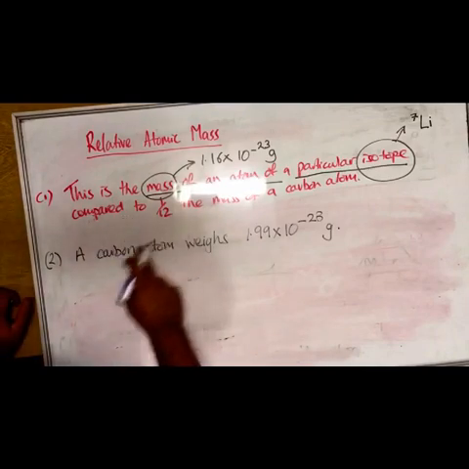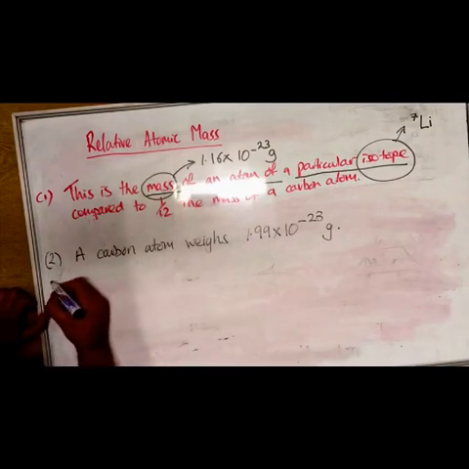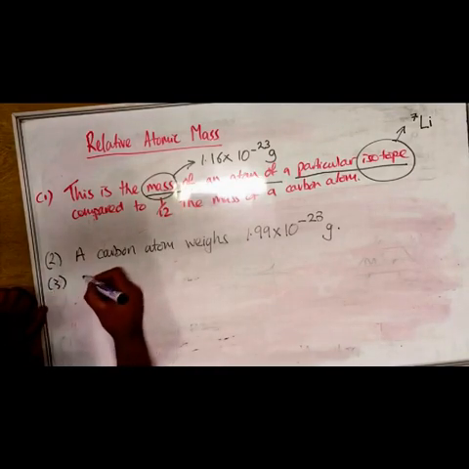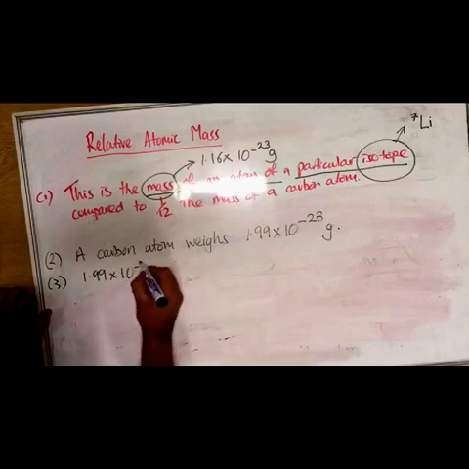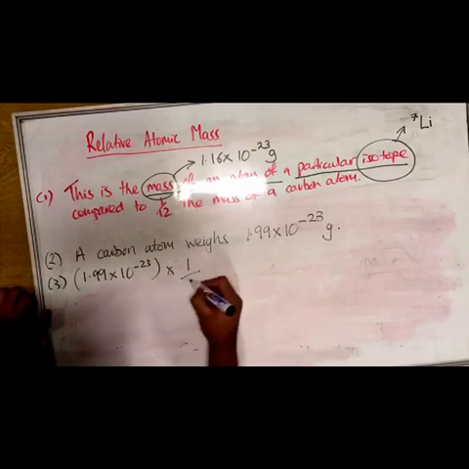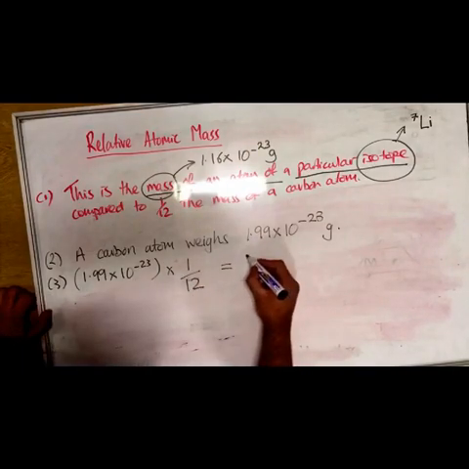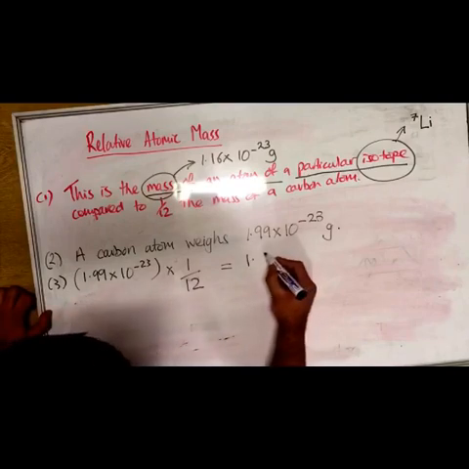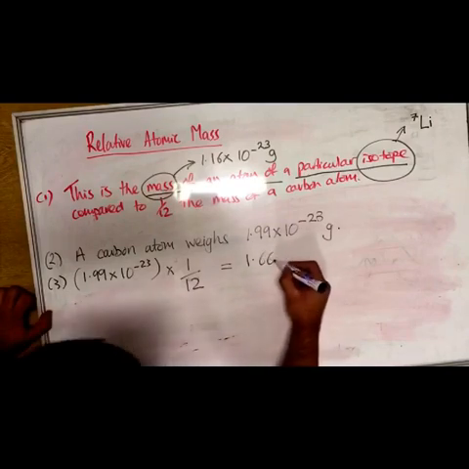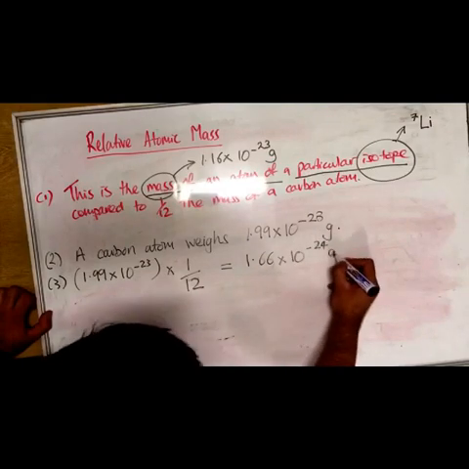But we're not comparing it to the actual mass of one carbon atom, we're comparing it to 1/12 the mass of a carbon atom. So step 3, multiply 1.99 times 10 to the minus 23 by 1/12. And you will find, if you do that on your calculators, you get 1/12 of the mass, which is 1.66 times 10 to the minus 24 grams.